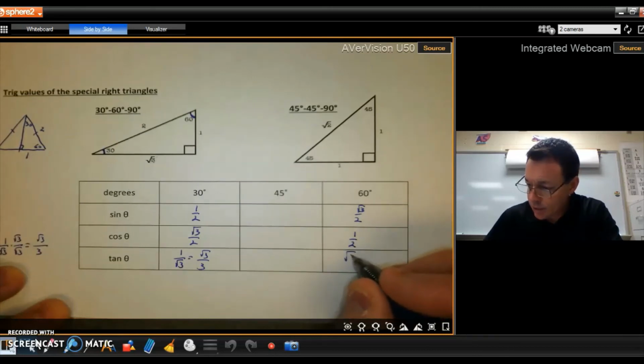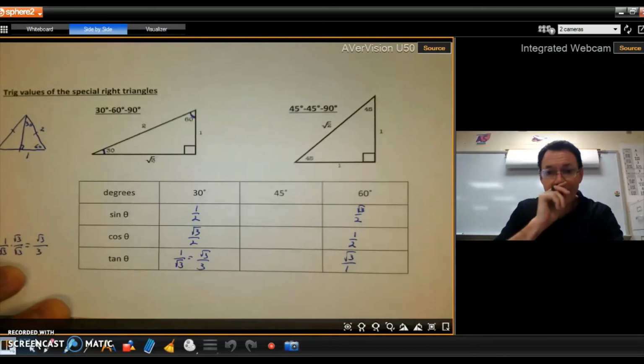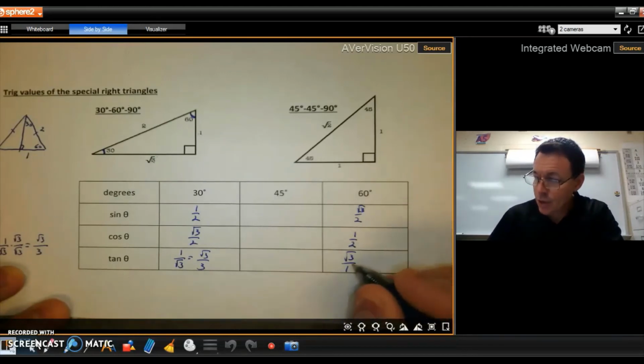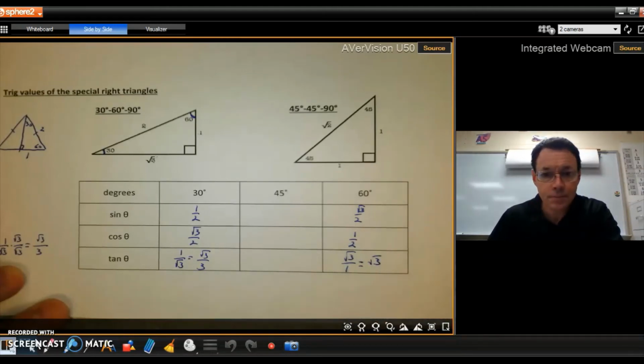Now, in this case, you don't have to rationalize, because it's okay to have a radical in a numerator, just not a denominator. And you can write it like this, as a fraction, or you could just reduce that to just plain old radical 3, since anything divided by 1 stays the same.